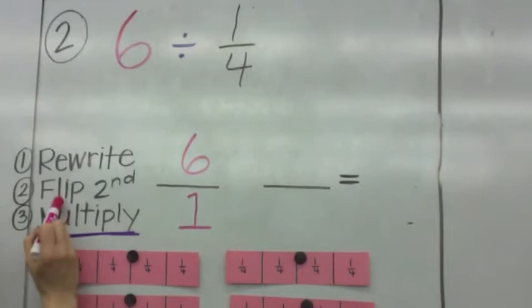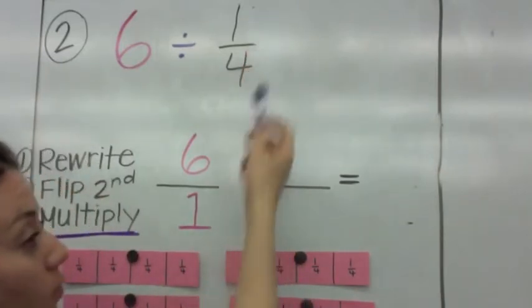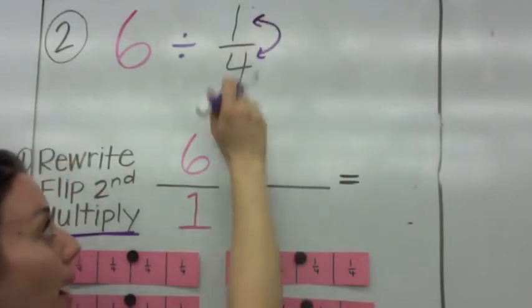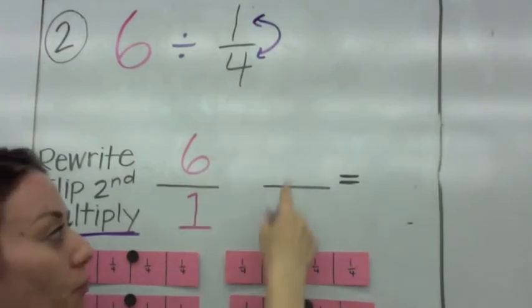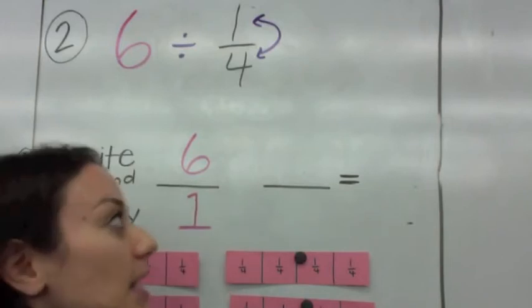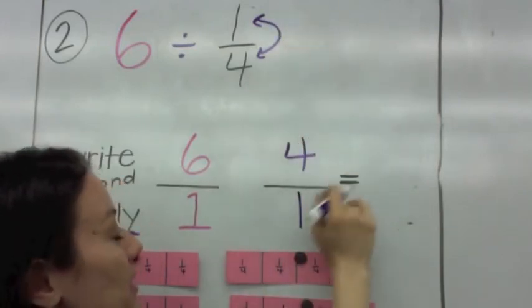Now flip the second fraction. The second fraction is 1/4. So if you flip it where the bottom becomes the top and the top becomes the bottom, what's your new fraction here? I'll just wait. What is it? Come on, people. Isn't it 4 over 1? Didn't they just switch places?